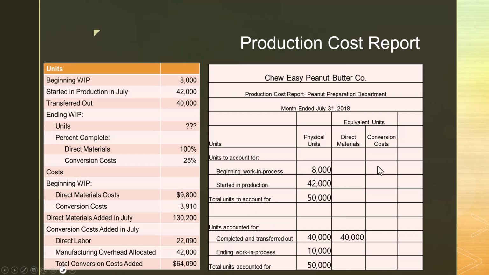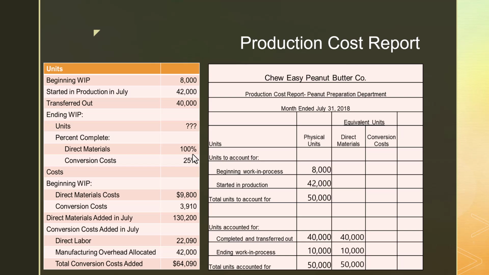So if we're completed and transferred out, your equivalent units are always going to be equal to your physical units because they have to be complete for that particular cost. The same is not true for ending WIP, but in this case, it will be 10,000. Now, why is it 10,000? Because those 10,000 physical units that are in our ending inventory are 100% complete for direct materials. So in total, our equivalent units for direct materials is 50,000.